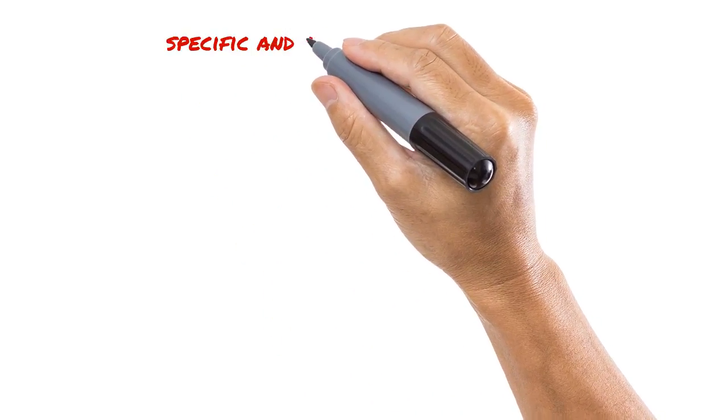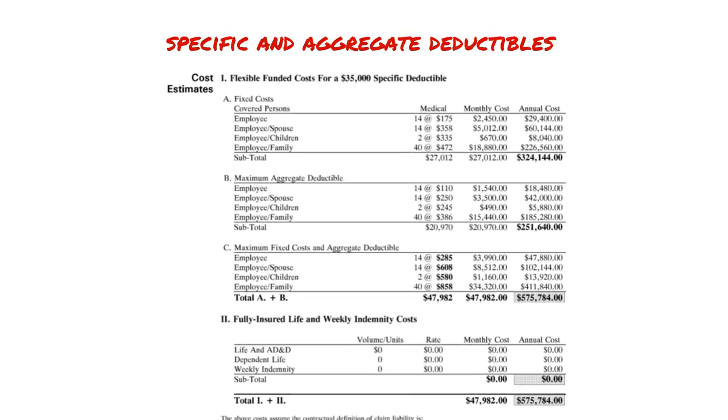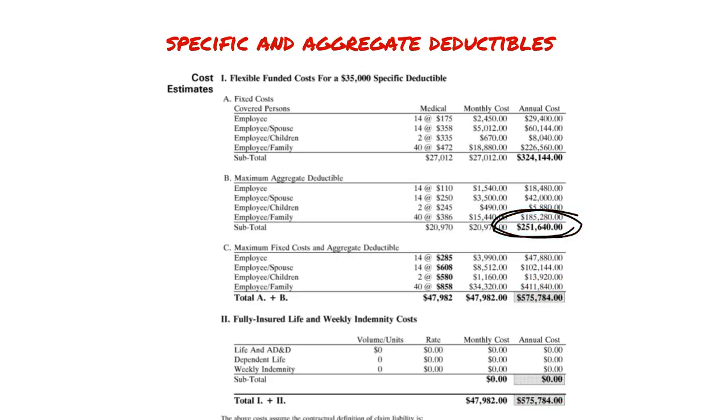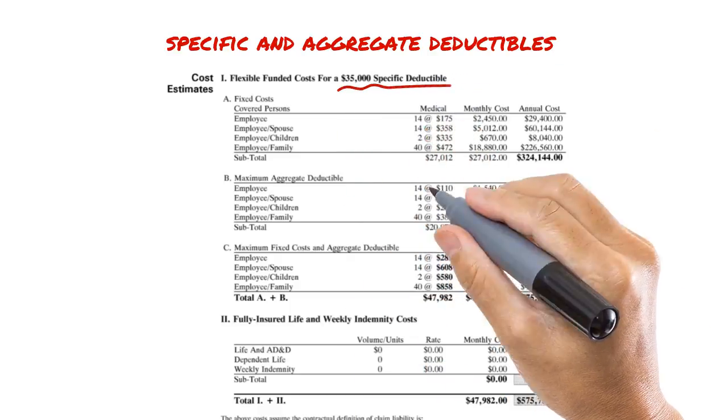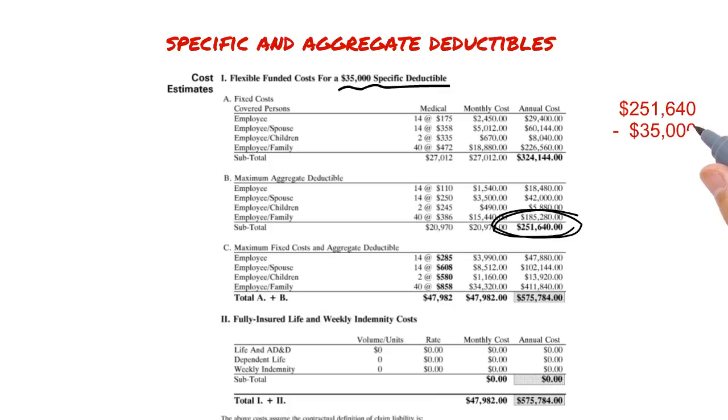Okay, so now let's talk about specific and aggregate deductibles and how they work together. The aggregate deductible on this plan, as we talked about, is $251,640. Now, a specific deductible covers a specific claim. So, for example, if I'm on the plan and I have a car accident, my claims are $500,000. My $500,000 claim will not wipe out the aggregate deductible because of the specific. With the specific deductible, only $35,000 will come out of the $251,000. The specific deductible actually protects that aggregate deductible from large claims.